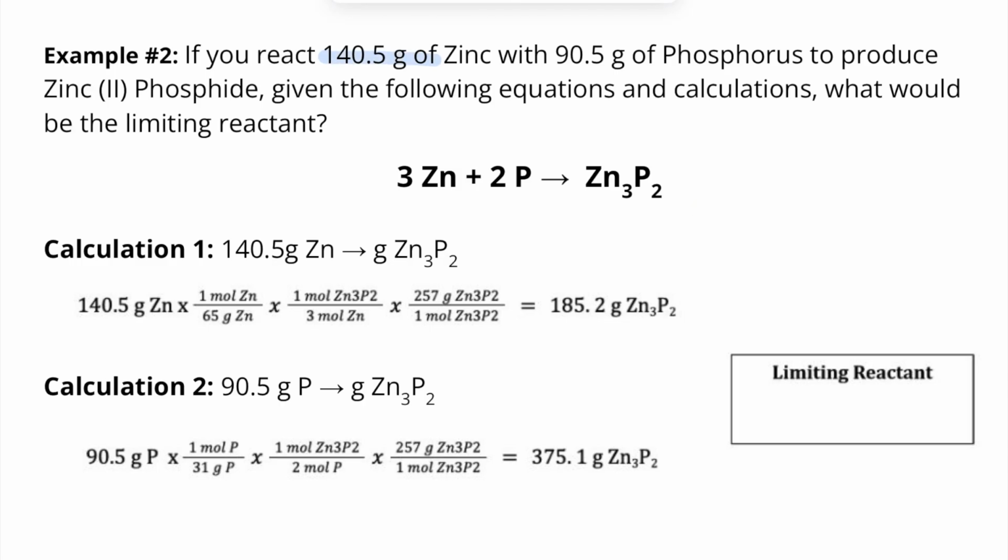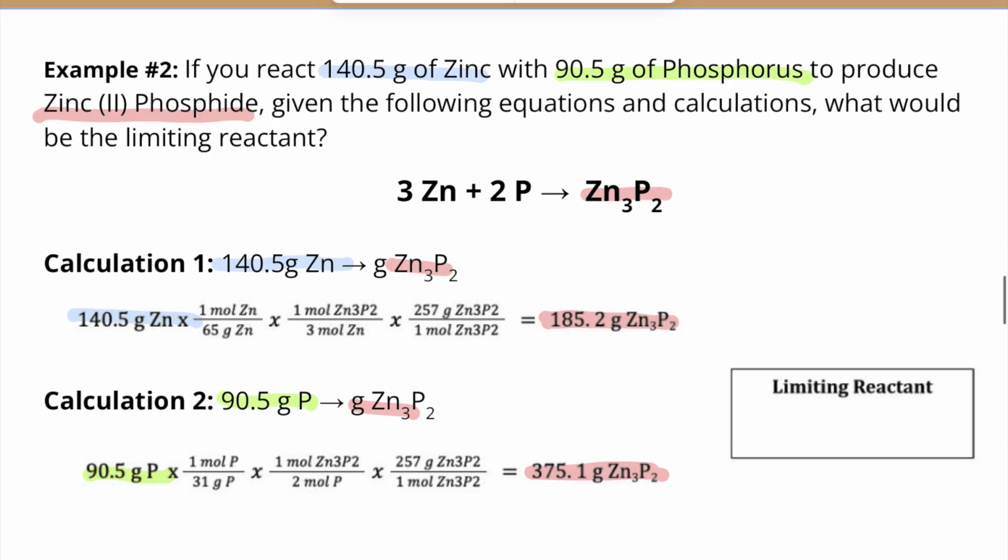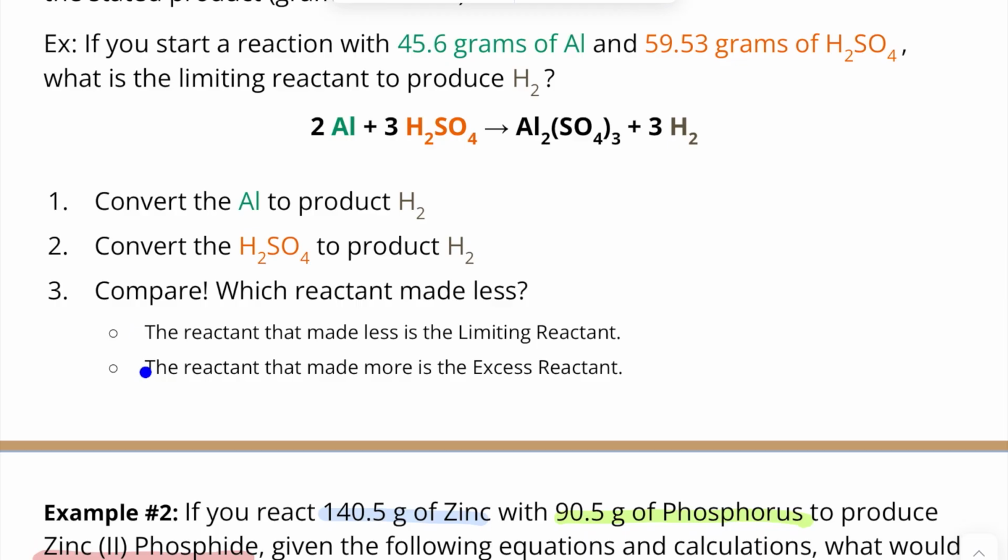We're taking each of those given values and doing a calculation. So I have each of these starting values I was provided, and we are figuring out how much zinc phosphide each will produce. So that zinc produced 185.2 grams of zinc phosphide. Our phosphorus produced 375.1 grams of zinc phosphide. So what would be the limiting reactant? Well, we're at that comparison step because we have the work. The reactant that made less is going to be limiting.